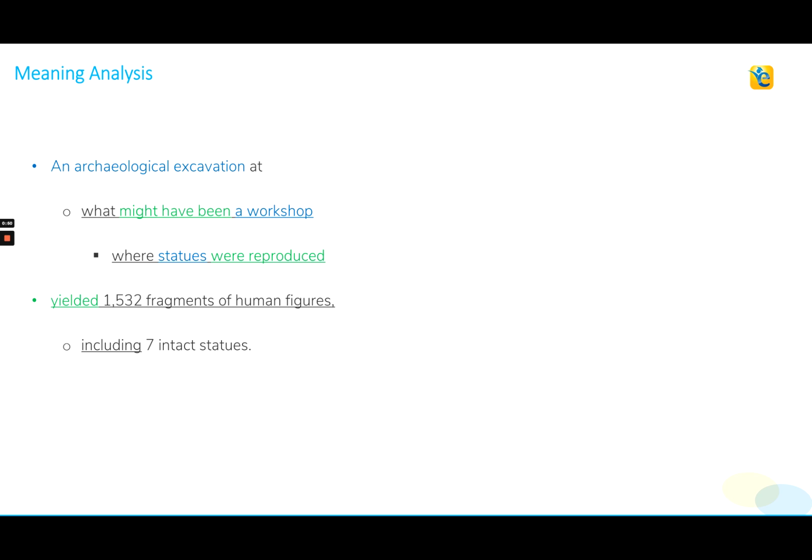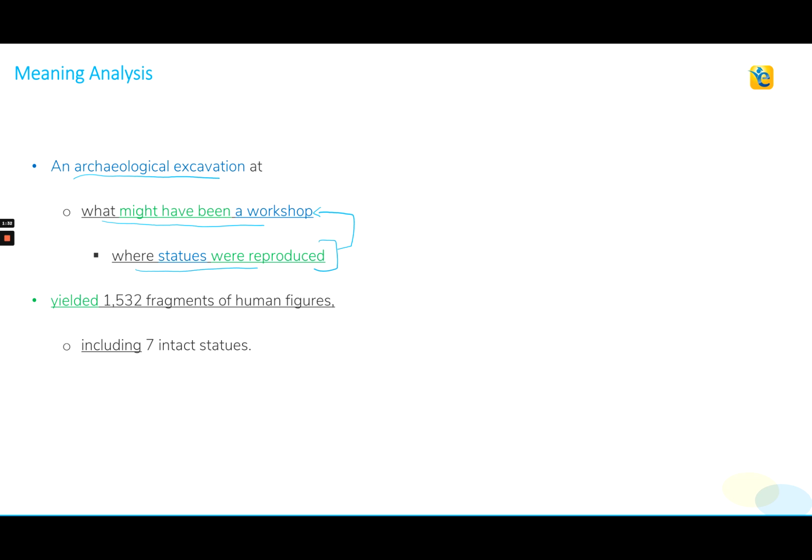So let's get started. The sentence reads, "An archaeological excavation at..." Okay. So this sentence is talking about an archaeological excavation site. Reading further, "What might have been a workshop?" Okay, so the archaeologists think that this site was probably a workshop. Reading further, "Where statues were produced." Okay, so this part of the sentence is presenting more description about a workshop. What used to happen in this workshop? Statues were reproduced there. All right.